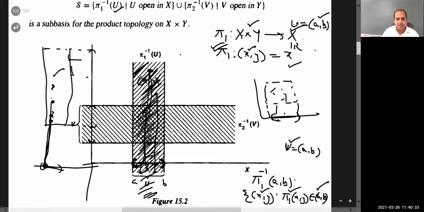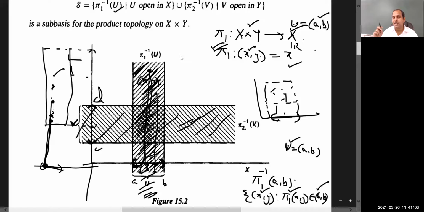Similarly, let me consider this one, this set CD, say C and this one is D, and let me call it open interval V, because on R we have the standard topology. I am considering here X and Y as R. So what will be the set theoretic inverse of this one? This whole strip is going to be the inverse image. Pi 2 inverse of V will be this whole strip. And the collection of all such strips is going to form a sub basis.